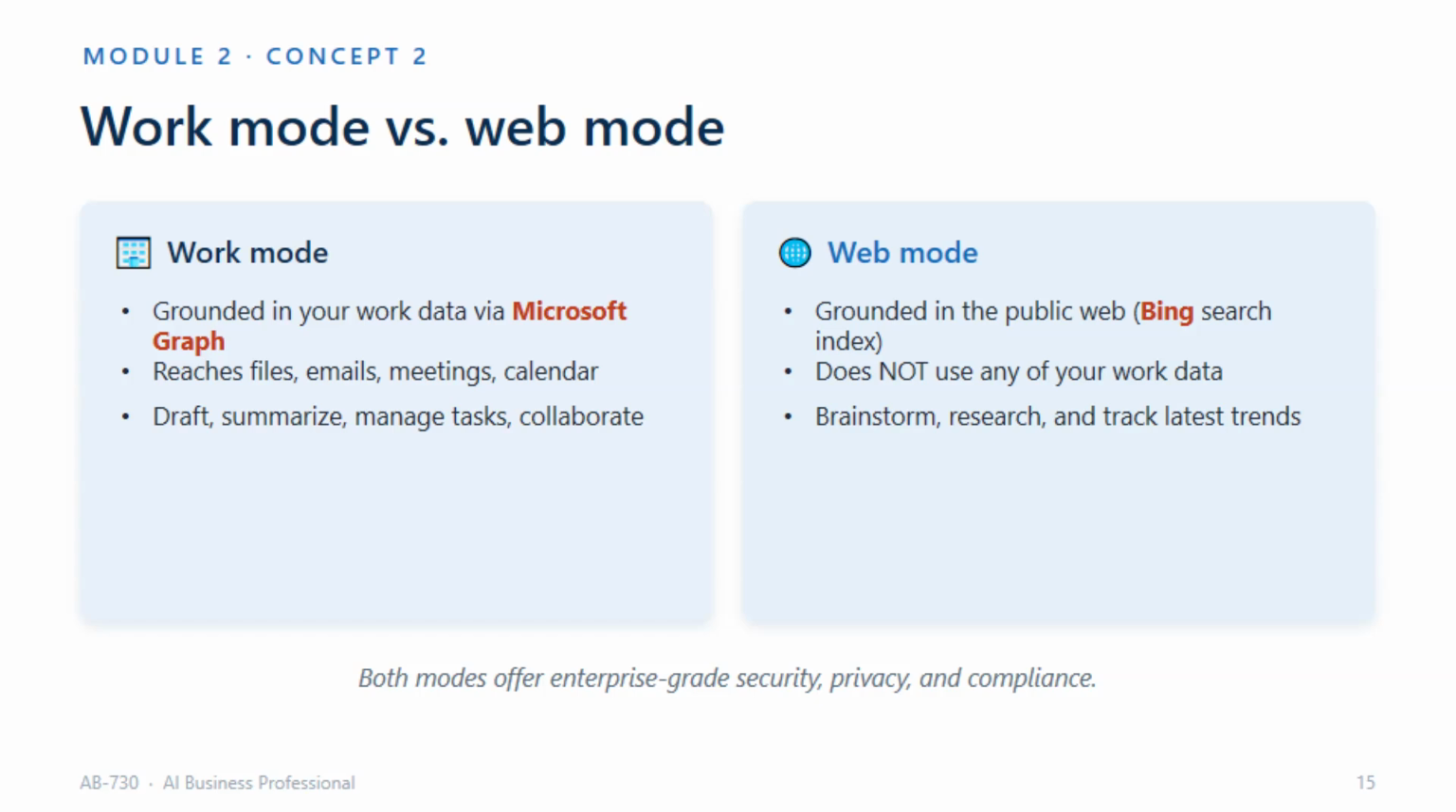Work mode grounds responses in your work data via Microsoft Graph, accessing files, emails, meetings, and calendars. Web mode grounds responses in the public web using the Bing search index and does not use your work data. Both modes offer enterprise-grade security and compliance.